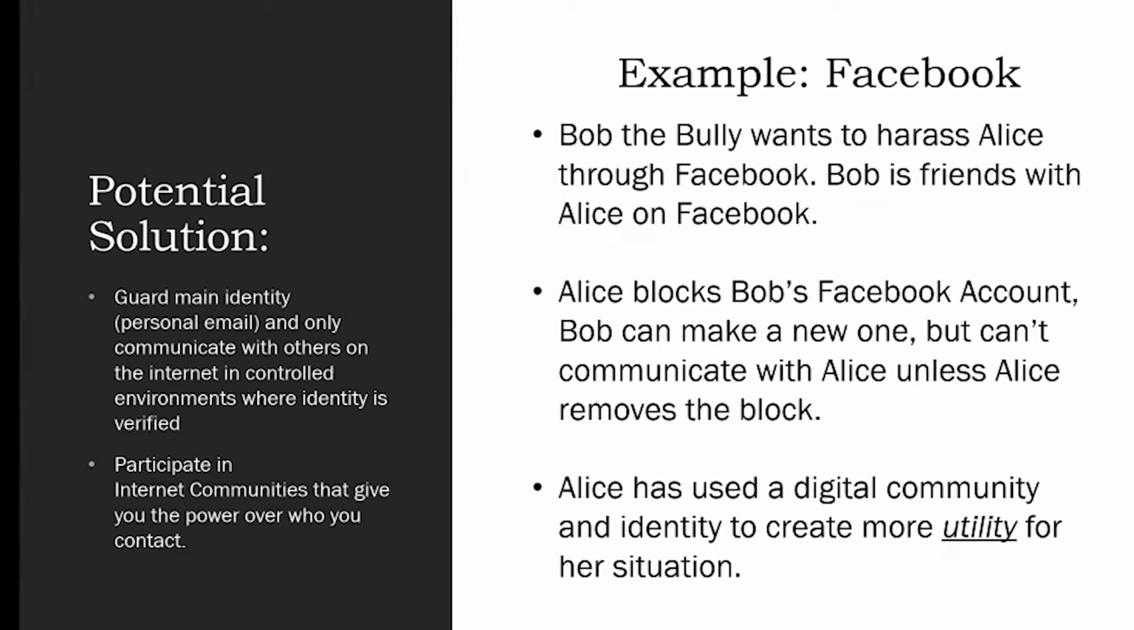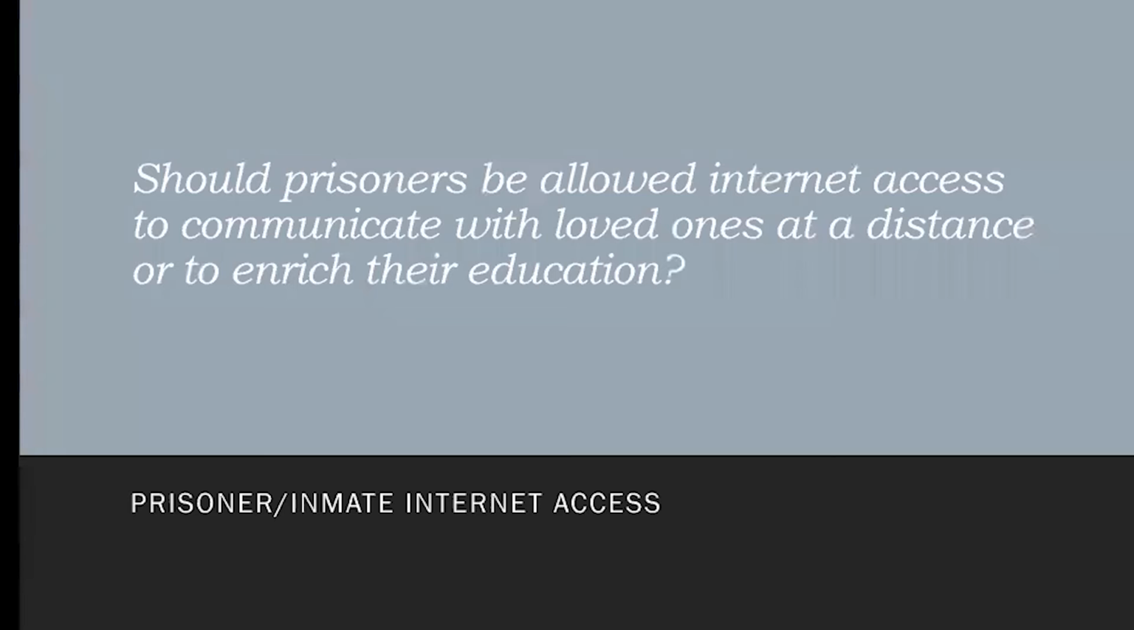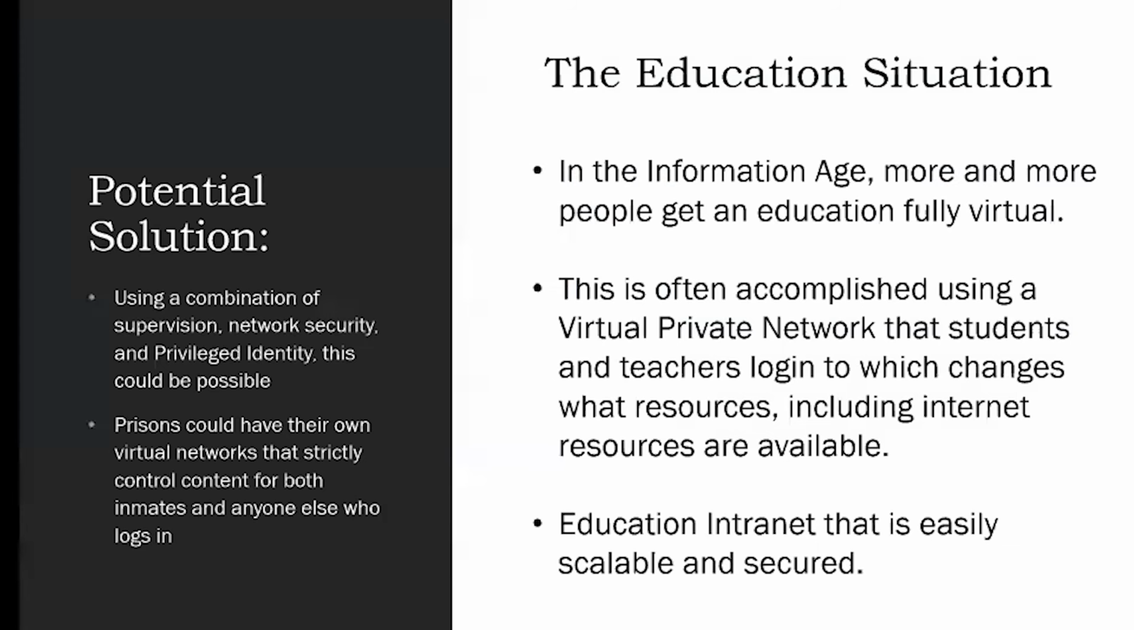So let's move on to another example where we can talk about how identity can be used with the internet to generate more utility for people. And that is prisoner or inmate internet access. This is going to be a polarizing topic for a lot of people. But should prisoners be allowed internet access to communicate with loved ones at a distance or to enrich their education? Basically, two of the more common non-fun reasons that most people use the internet now are for education or enrichment, or for communicating with other people.